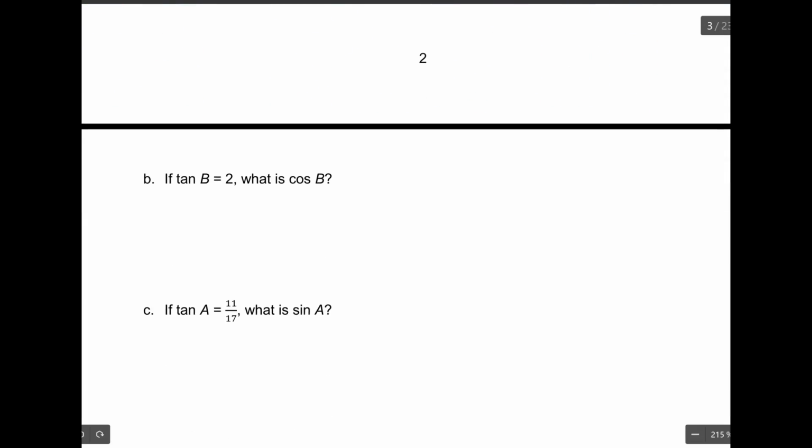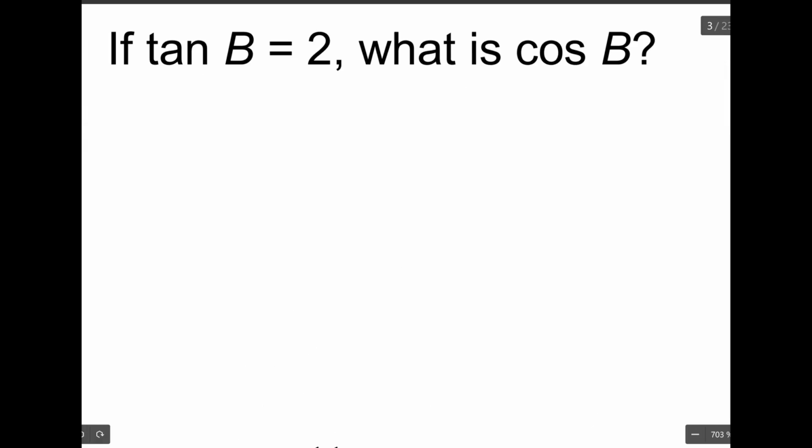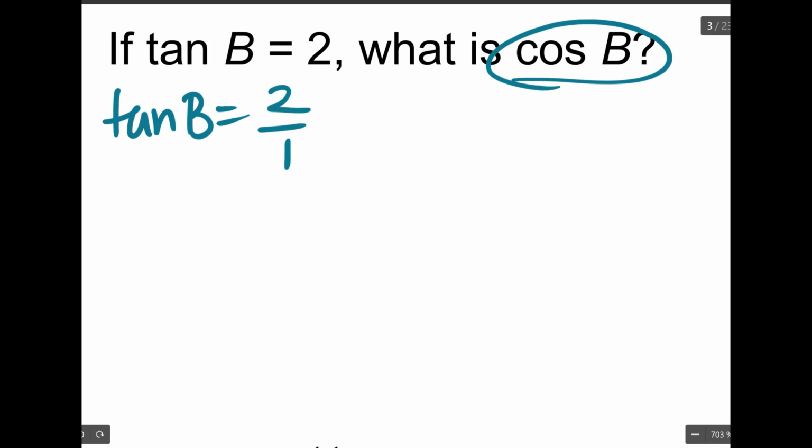If tangent B equals 2, what is cosine B? I'm not actually looking for all five, I'm only looking for one. Adjacent is 1, so I'm going to write it out just like this, 2 over 1. Tangent is TOA, opposite over adjacent.